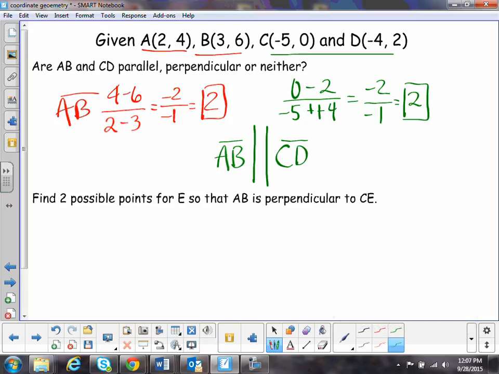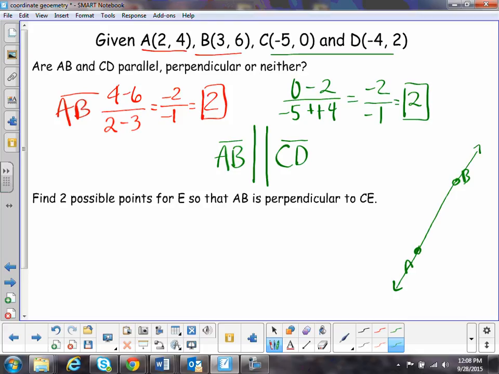Okay, and then the last one, which will be the most challenging, because you'll have one like this on your assignment. It says find two possible points for E so that AB is perpendicular to CE. So a lot of times, if you want to graph it instead, it might make it easier. Okay, so on your homework assignment, I attached a piece of graph paper if you want to do that. But basically, here it is. Here's AB. And then CE, and again, this is going to be extending forever.